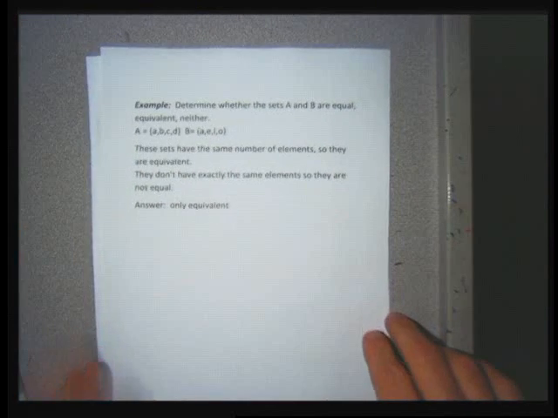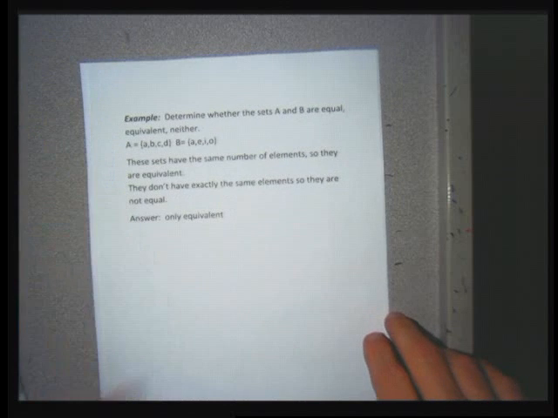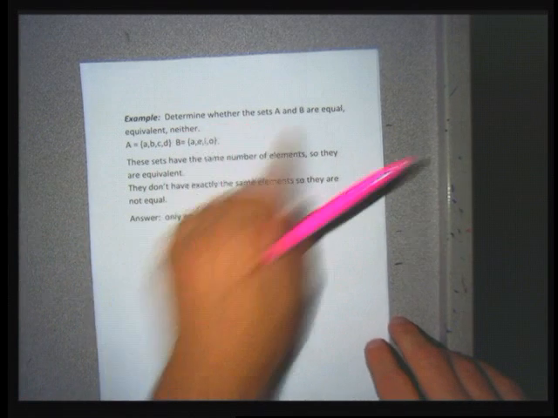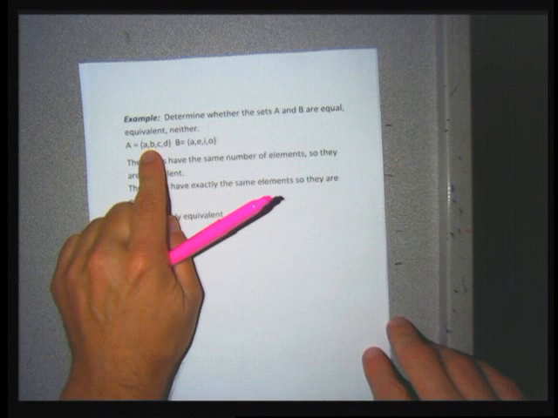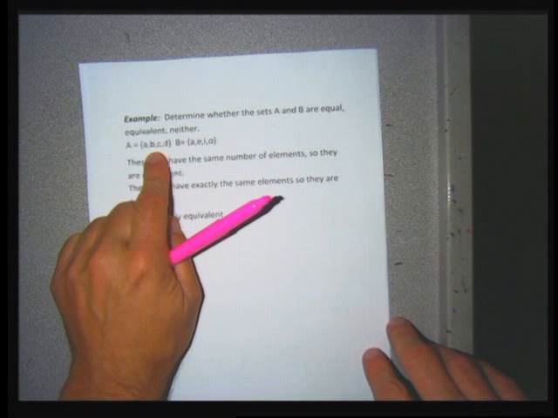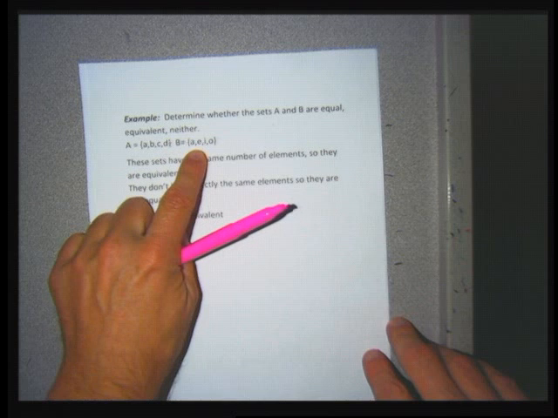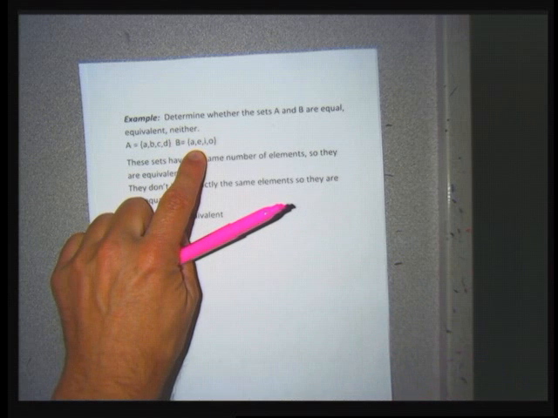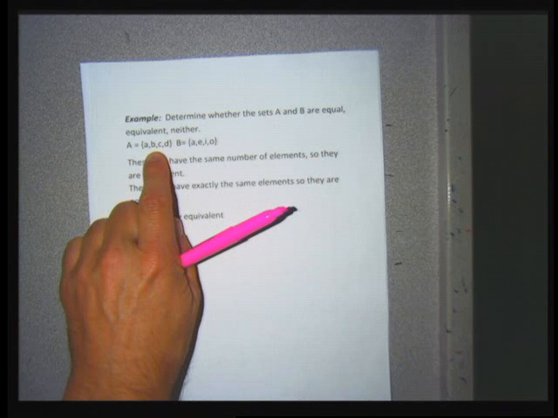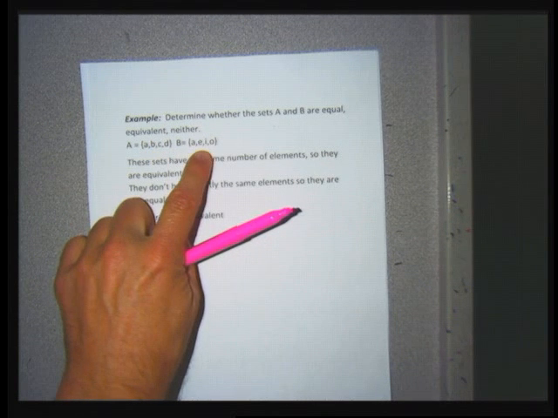So, a couple examples here. Determine whether the sets are equal, equivalent, or neither. So I look at these two sets and ask, are they equal? Well, this has A, B, C, and D. That doesn't have A, B, C, and D. They're not equal because to be equal, they have to have exactly the same elements. This has elements that that doesn't have. They don't have exactly the same elements, so they're not equal.